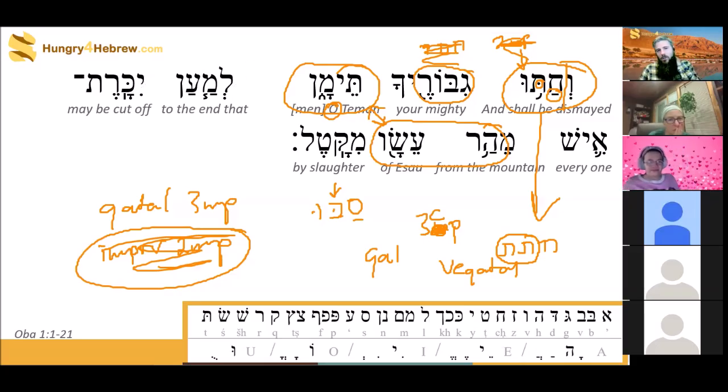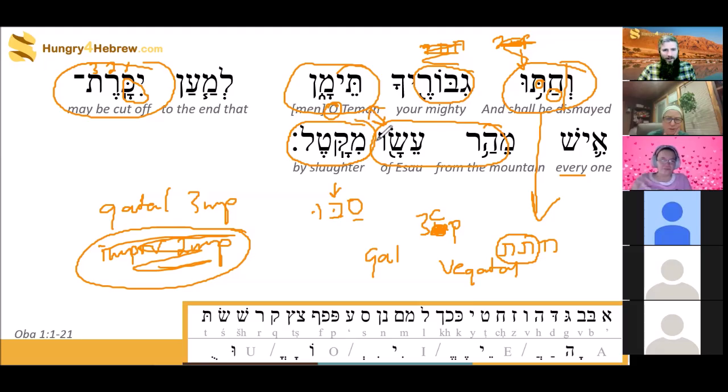Lema'an yikaret ish. What is yikaret? To cut off. Very good. Karat. Cut. Like think of karate. And we have a trifecta. Yikaret is a yiktol nifal. Very good. So he will, nifal, be cut off, kaf resh tav. Who will? Ish. They have the word every here. The idea is that every one of them, every man, meharesav, from the mountain of Esau, mikatel.